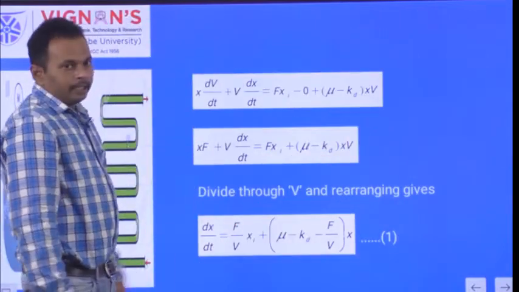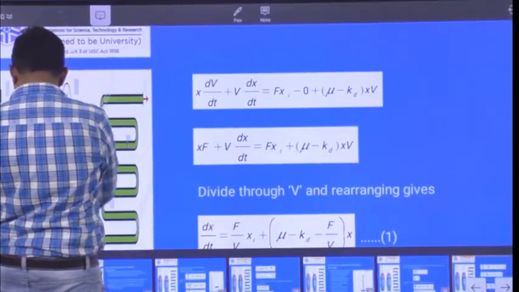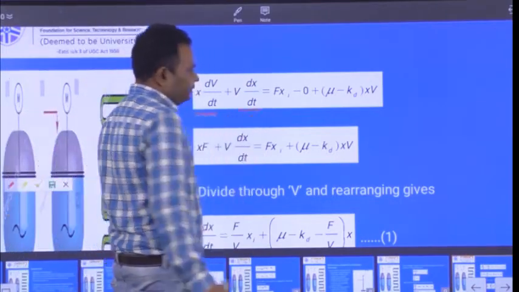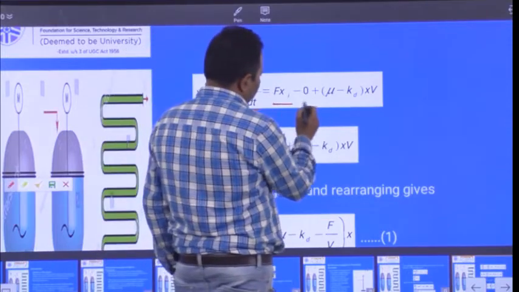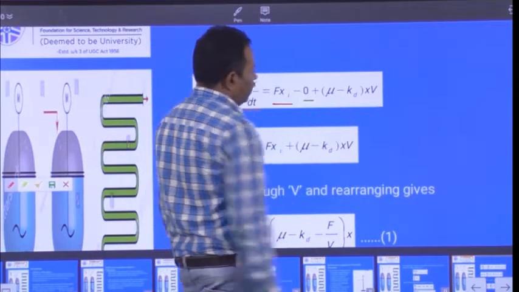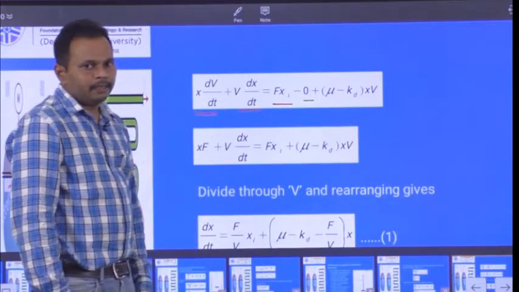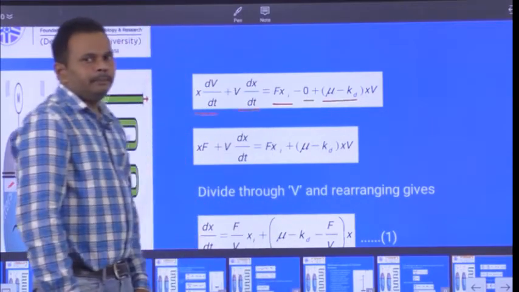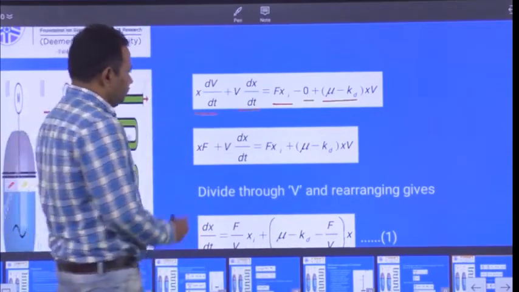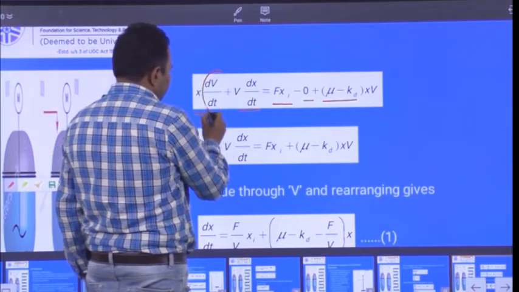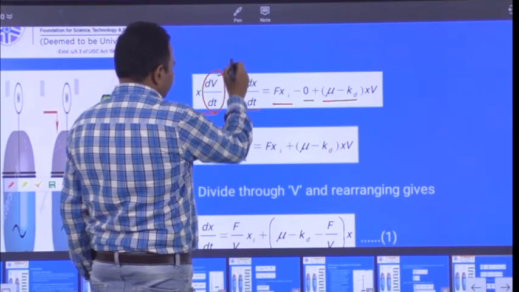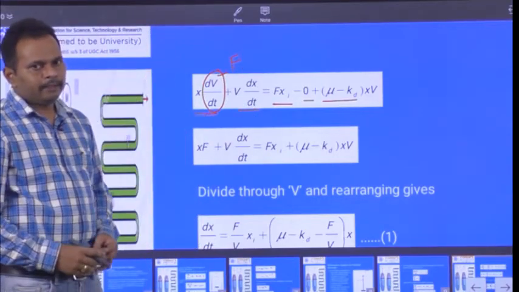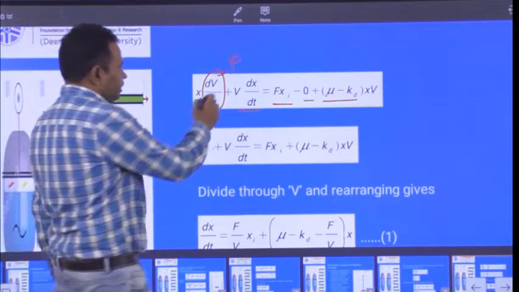So here you can write this as x into dV/dt plus V into dx/dt is equal to F xi. The m0 term is 0 automatically. From the right hand side, from the third and fourth terms, you can take xV common. When you take xV common, you obtain mu minus kd. On the left hand side, earlier from the unsteady state total mass balance equation, we wrote dV/dt as F. This is the first equation we derived in fed batch in the previous slide. So dV/dt we got as F.